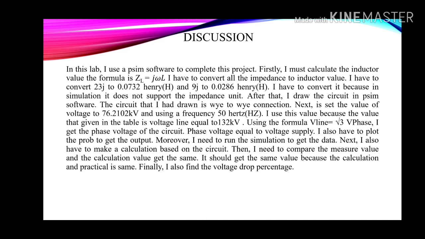Next is to set the value of voltage to 76.2102 kV and use a frequency of 50 Hz. I use this value because the value given in the table is voltage line equal to 132 kV. Using the formula V line equal to square root 3 V phase, I get the phase voltage of the circuit. Phase voltage equal to voltage supply. I also have to plot the probe to get the output. Moreover, I need to run the simulation to get the data.